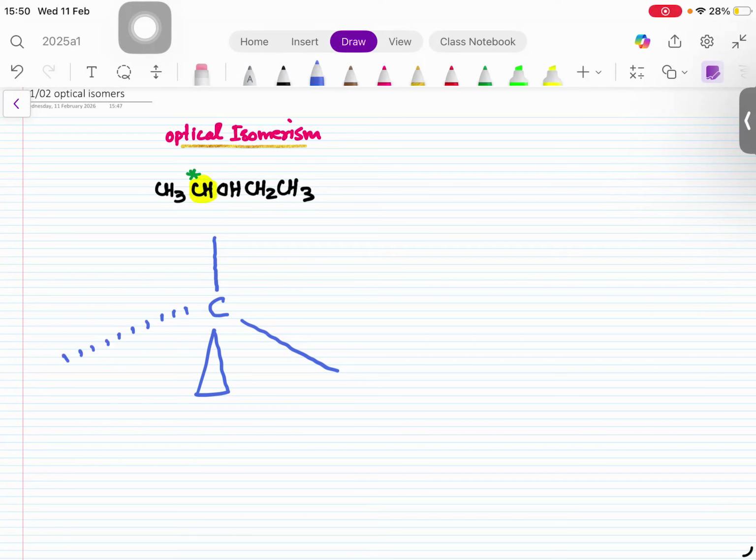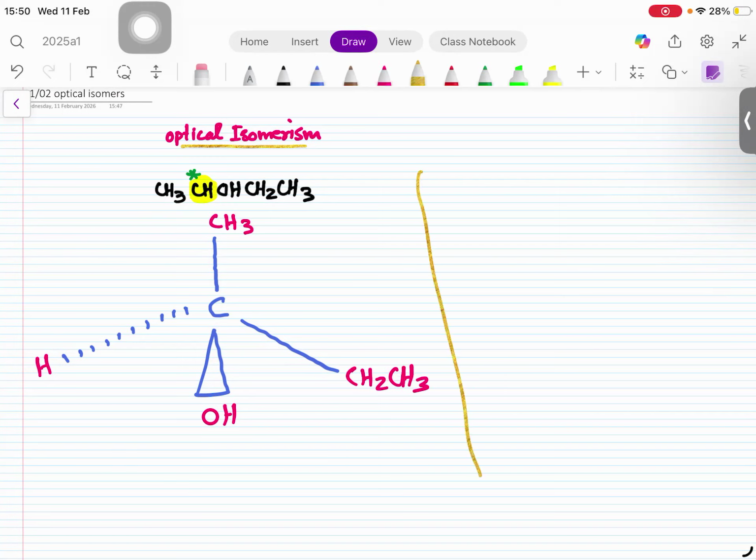The four atoms or groups attached can be put in any order you want. But I usually put hydrogen on the dashed line, which means going back of the plane, and the triangle means coming out of the plane. The rest I can put anywhere. Let's say OH is here, CH3 is here, and CH2CH3 is here. This is one of the optical isomers.